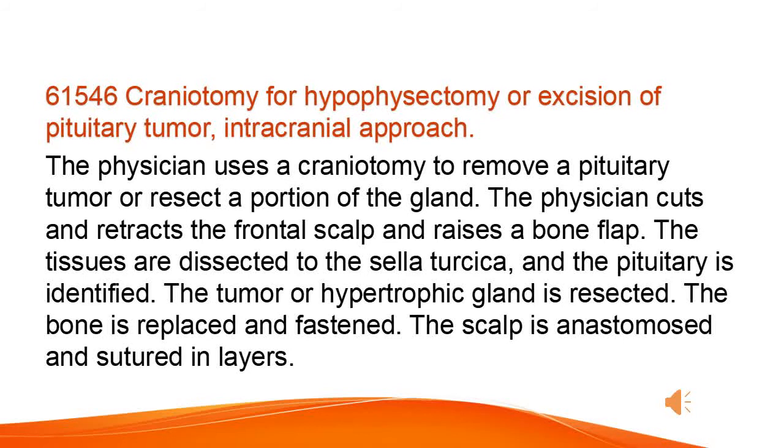Craniotomy for hypophysectomy or excision of pituitary tumor, intracranial approach. The physician uses a craniotomy to remove a pituitary tumor or resect a portion of the gland. The physician cuts and retracts the frontal scalp and raises a bone flap. The tissues are dissected to the sella turcica, and the pituitary is identified. The tumor or hypertrophic gland is resected. The bone is replaced and fastened. The scalp is anastomosed and sutured in layers.